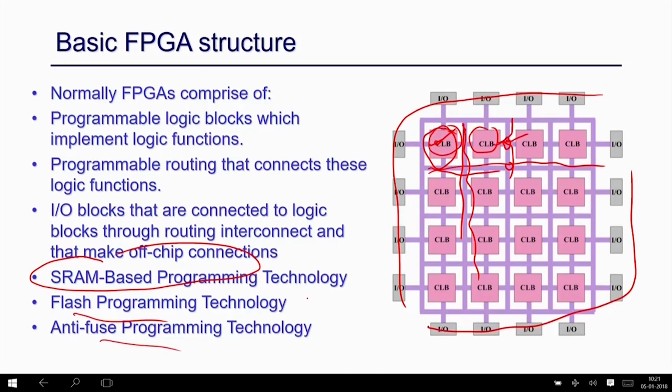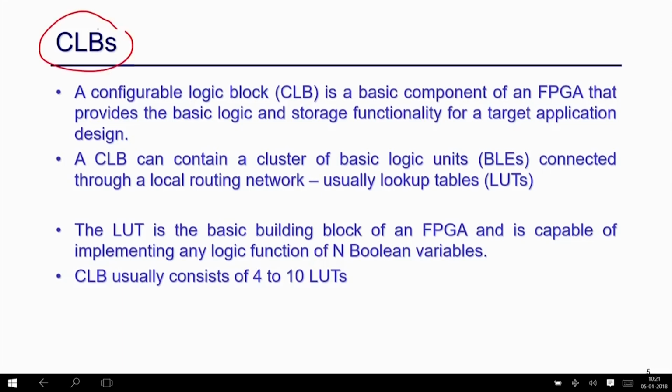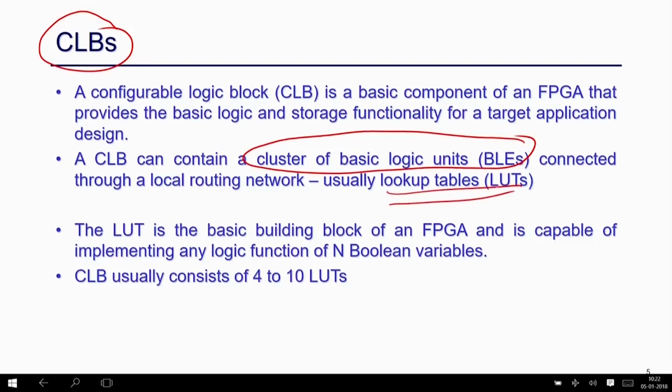If you look at the CLBs, the configurable logic blocks, this is the primary component where your design has to be mapped. It consists primarily of a cluster of basic logic units, which are nothing but lookup tables. It also contains some memory for storage, like flip flops, RAM and other components. Essentially, this LUT, the lookup table, is the building block of an FPGA, because a CLB consists of several, typically 4 to 8 LUTs, or maybe more in modern FPGAs.